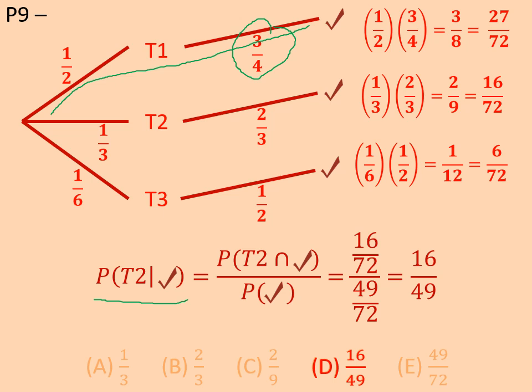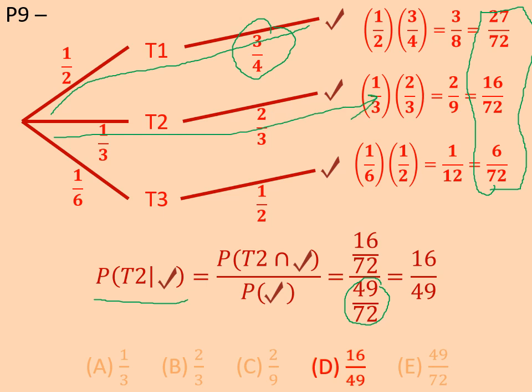So we again can use that calculation, the probability of tour 2 and excellent divided by the probability of excellent. So the probability of excellent would be the sum of these 3 probabilities that we have here. All of these are people that rated them excellent. So the sum of all that gives us our 49 over 72. And then the probability of tour 2 and excellent is simply working through this branch through our tree diagram.